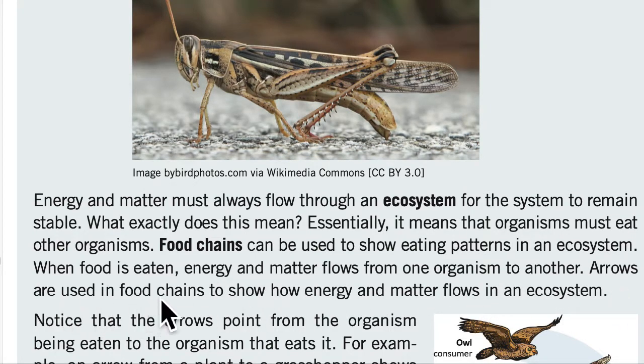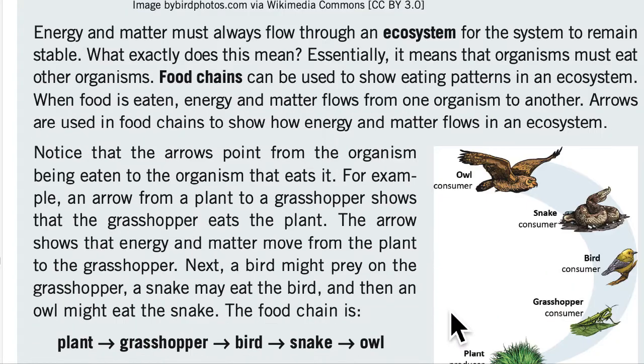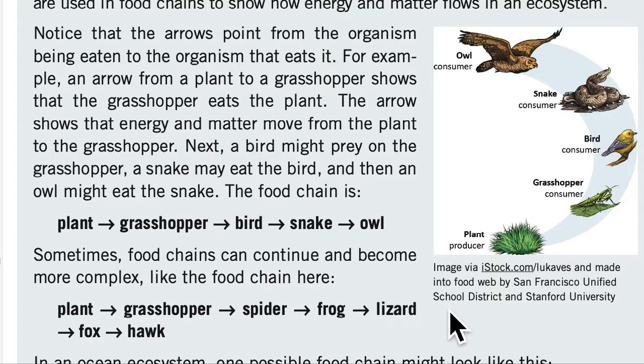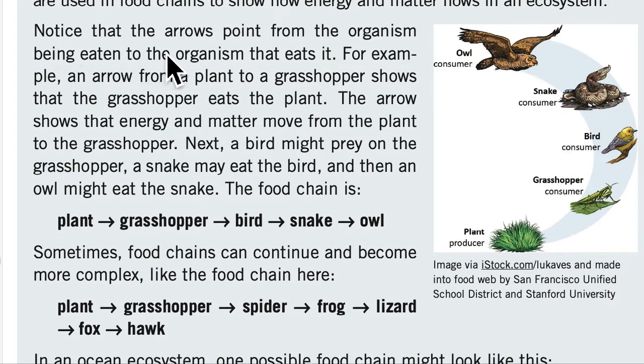When food is eaten, energy and matter flow from one organism to another. Arrows are used in food chains to show how energy and matter flow in an ecosystem. Notice that the arrows point from the organism being eaten to the organism that eats it. For example, an arrow from a plant to a grasshopper shows that the grasshopper eats the plant. The arrow shows that energy and matter move from the plant to the grasshopper.